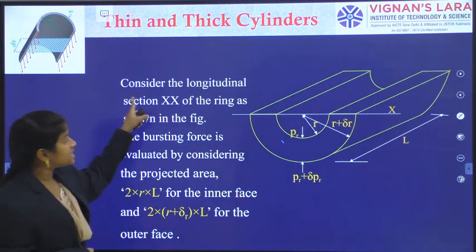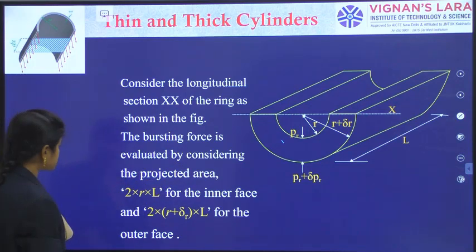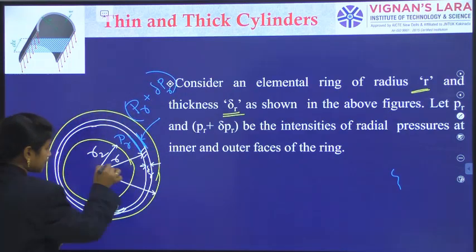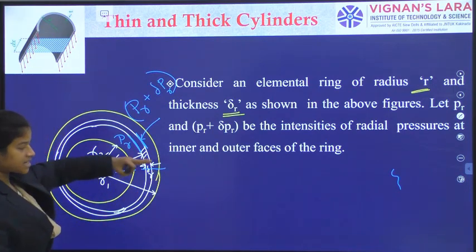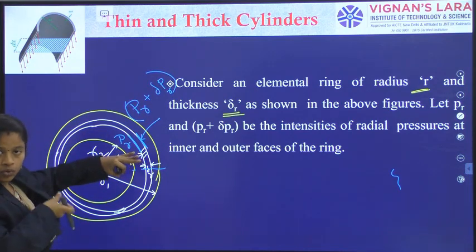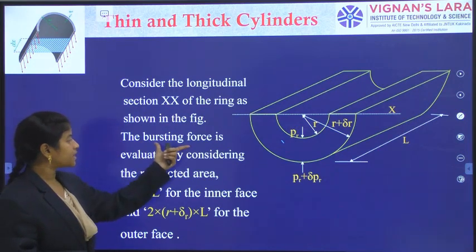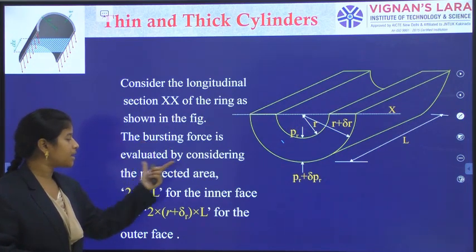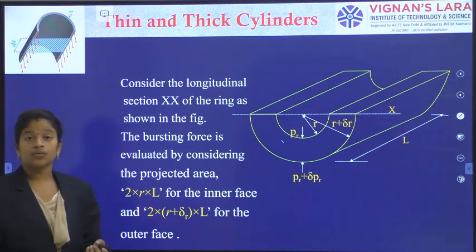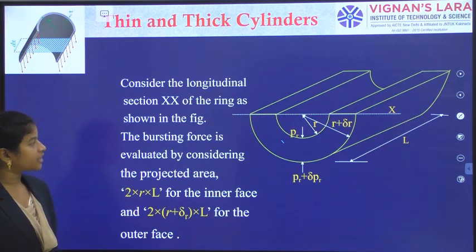Okay, now consider the longitudinal section XX. See, the circle is like this, and along the XX section when we cut, we observe only that elemental ring at radius r, not the whole cylinder. The bursting force is evaluated by considering the projected area. What is the bursting force applied? It is equal to 2 into r into L.